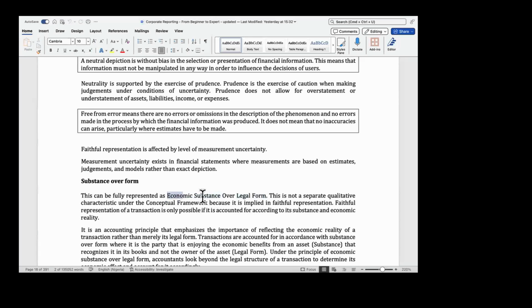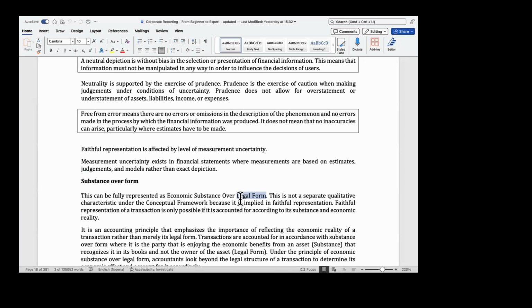So what does economic substance mean? It means that you should recognize the economic and financial reality of a transaction. That's economic substance. Economic and financial reality, not legal form. So we expect the economic and financial reality should also be the legal form. If there's any document backing those economic realities up, they should align. But there are instances where they don't align.